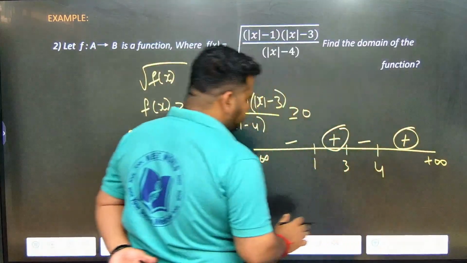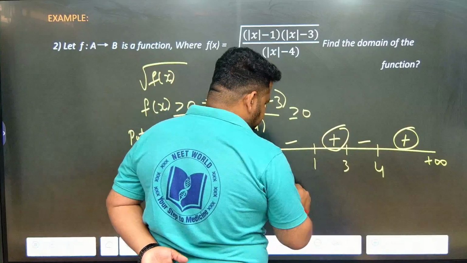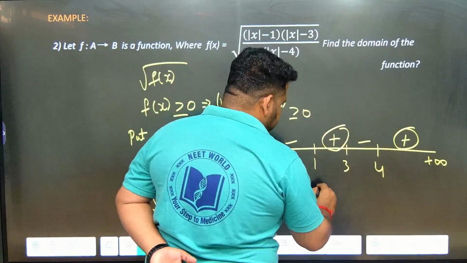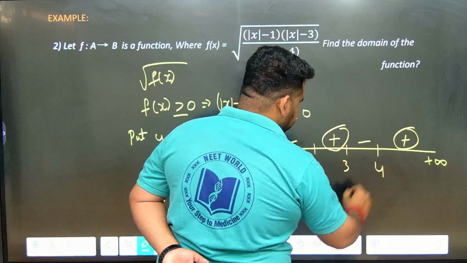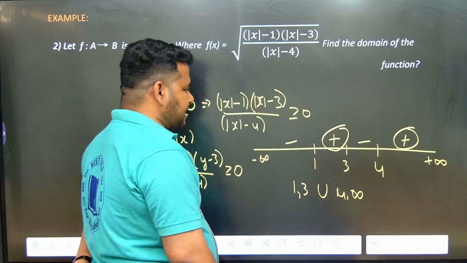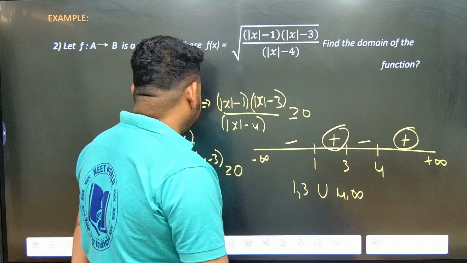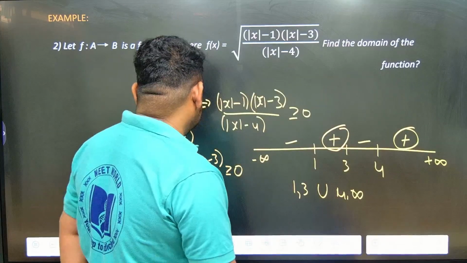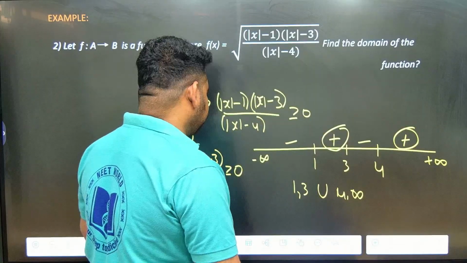Okay, don't worry about the bracket. First write the intervals: 1 comma 3 union 4 comma infinity.